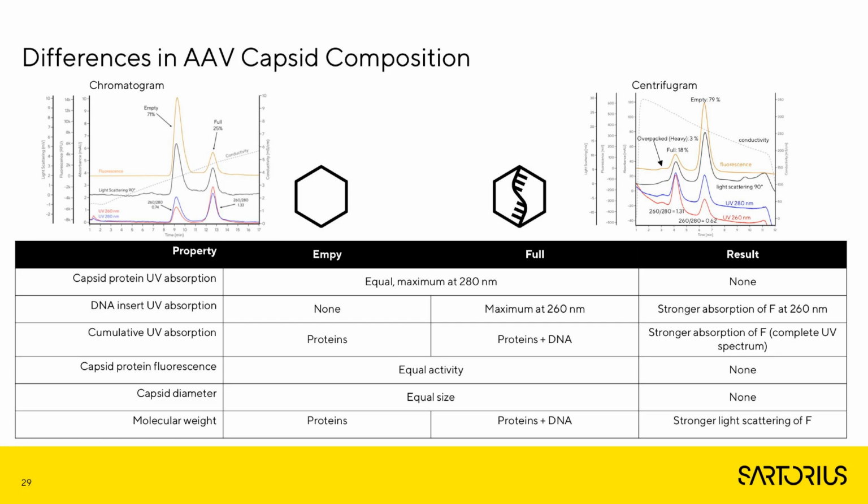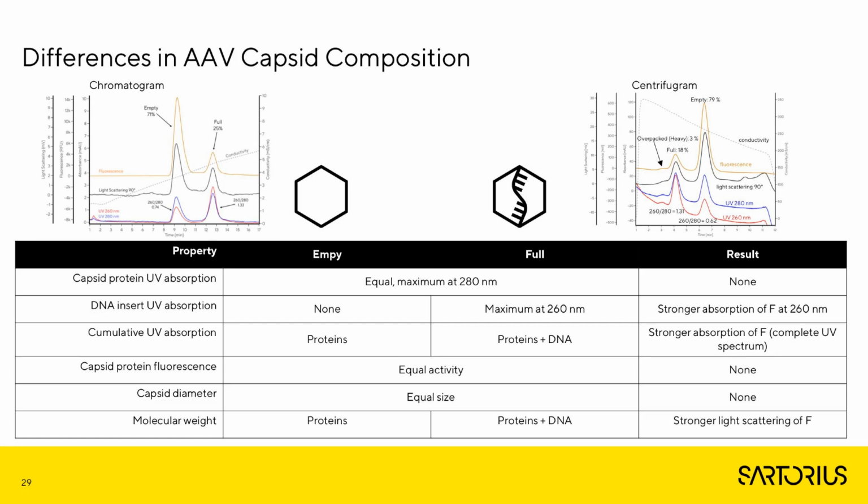Whereas if we look at the light scattering properties, the light scattering is distinguishing on one side the size of the molecules, on the other side the molecular weight of the molecules. So there should be no differences if we assume that both empty and full capsids have the same diameter, for example, but there is a difference in molecular weight because the full capsid contains additional DNA. So again, the full capsid should display stronger light scattering compared to the empty capsids.